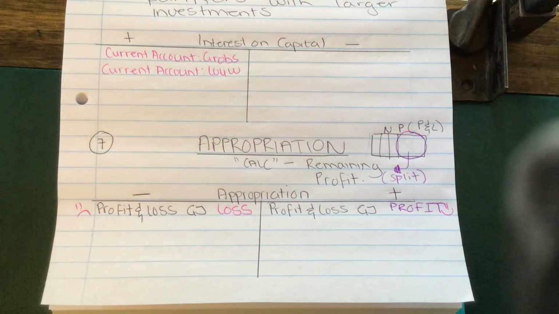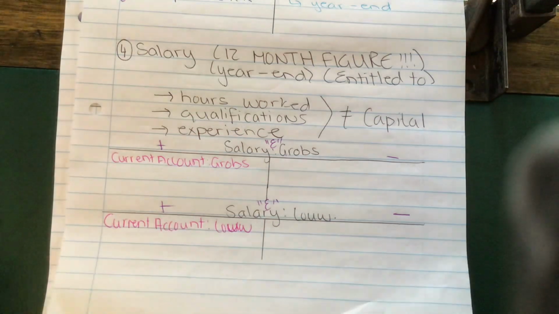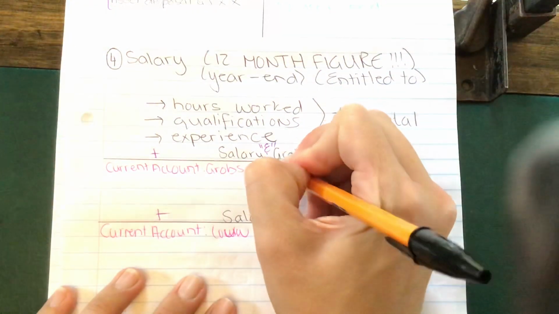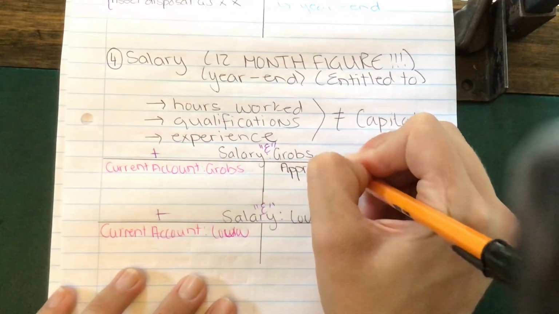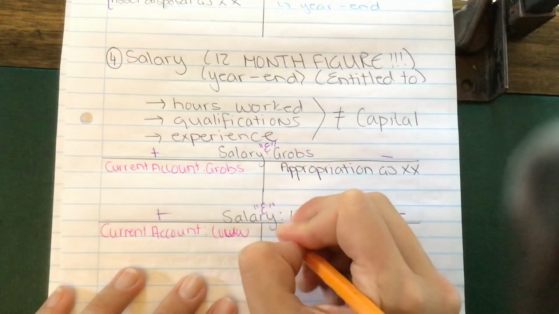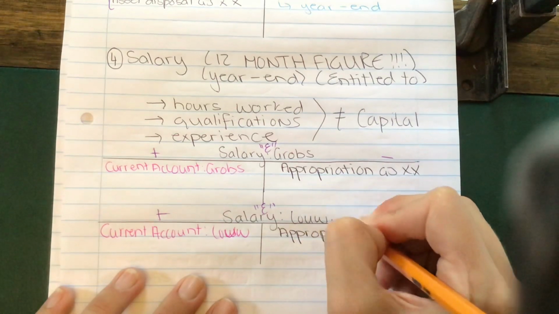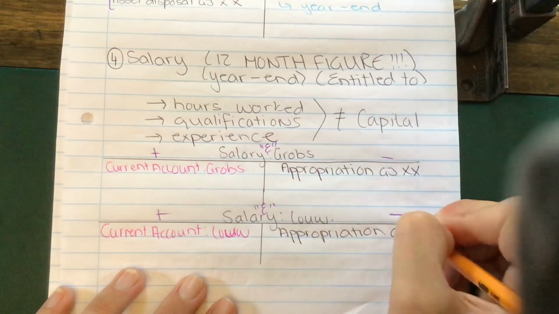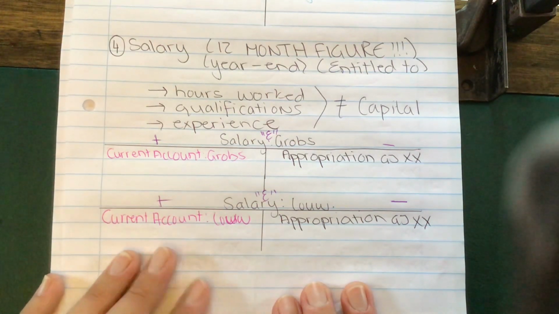So, like I did over here, I left the salaries open. Do you remember? So, where are we going to close the salary account off to? Well, we're definitely going to have to close it off to appropriation because that's one of the slices of cake that we have to cut off. Okay, XX, and then over here, appropriation. And remember, this is all done at your end. Okay, so we're closing it off to appropriation.